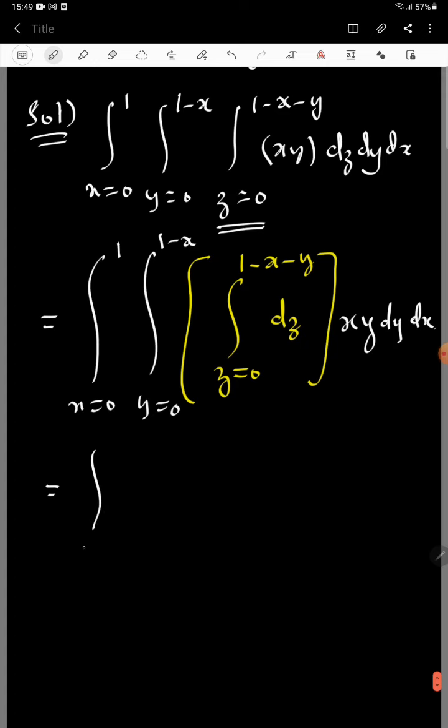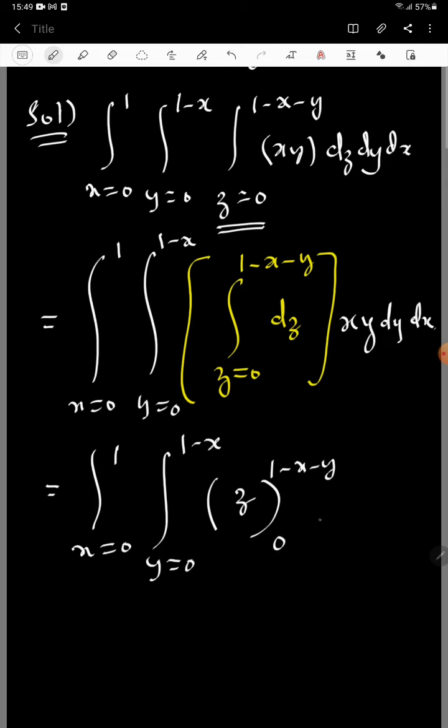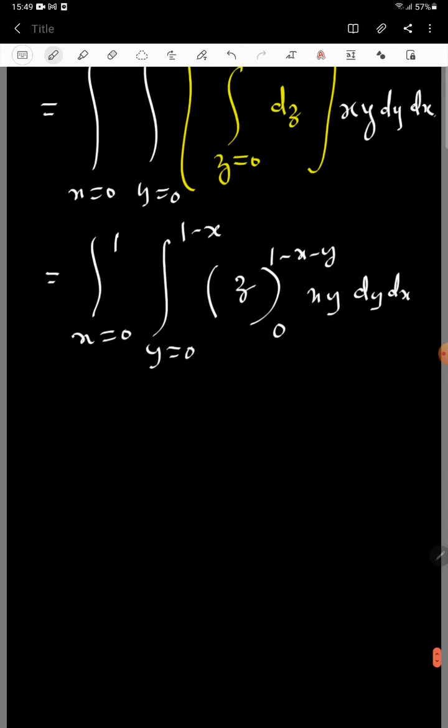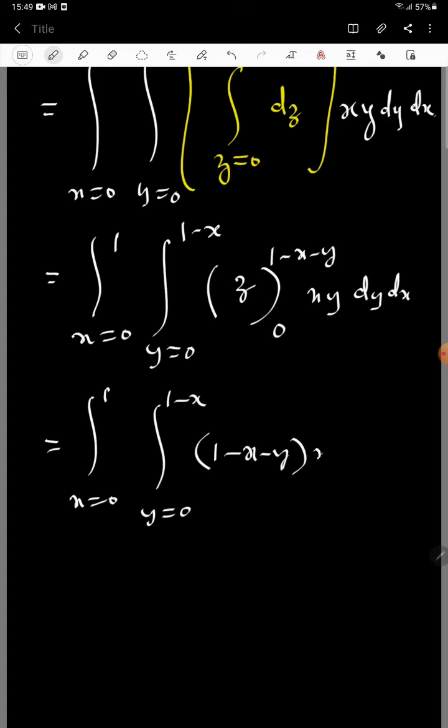So first of all, integral x is equal to 0 to 1, y is equal to 0 to 1 minus x as it is, and integral dz is z, and the limits are from 0 to 1 minus x minus y, x into y, dy, dx. Now proceeding in the same way, x is equal to 0 to 1, y is equal to 0 to 1 minus x. You have to write the upper limit now, 1 minus x minus y, lower limit is 0, so no need. This into x into y, dy, dx.